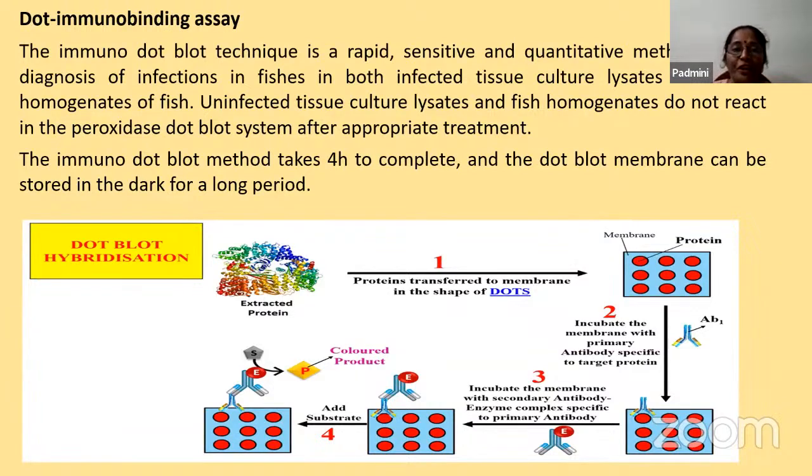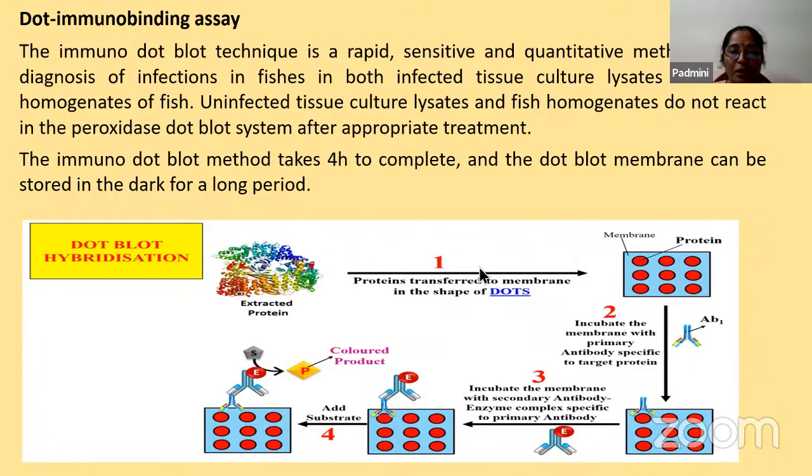As simple as that. So if there is no disease, then definitely you will not get any result over there. If at all the fish is having that disease, definitely you will have a positive result. So the immuno-dot blot method takes 4 hours to complete, and the dot blot membrane can be stored in the dark for a longer period of time.